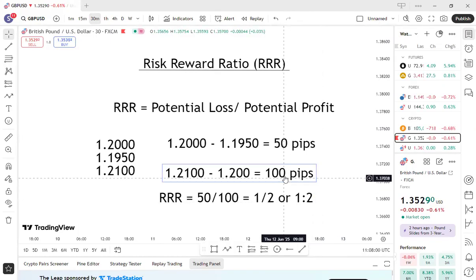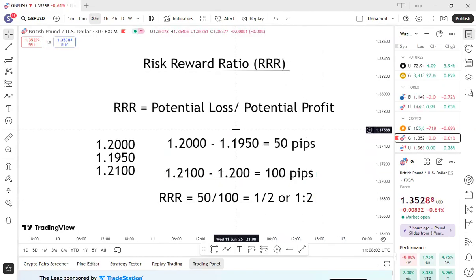This is the simple formula you can use to calculate your risk reward ratio, using your entry, your stop loss and your TP target, to know how much risk reward ratio you are taking and how much you are risking.